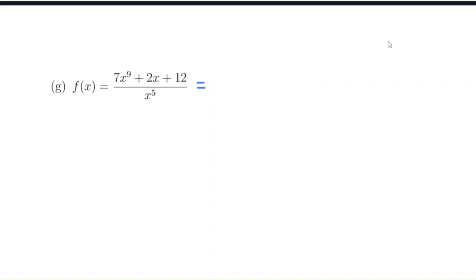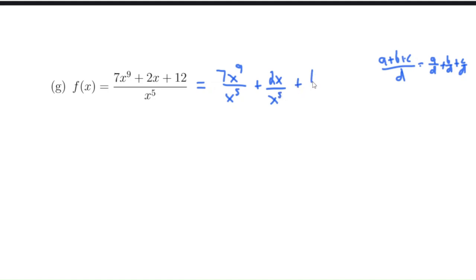Notice that if you had a fraction like a plus b plus c over d, isn't that the same thing as a over d plus b over d plus c over d? That's just how fractions work. So we can rewrite this as 7x to the ninth over x to the fifth plus 2x over x to the fifth plus 12 over x to the fifth. We just break this apart: this over this plus this over this plus this over this.